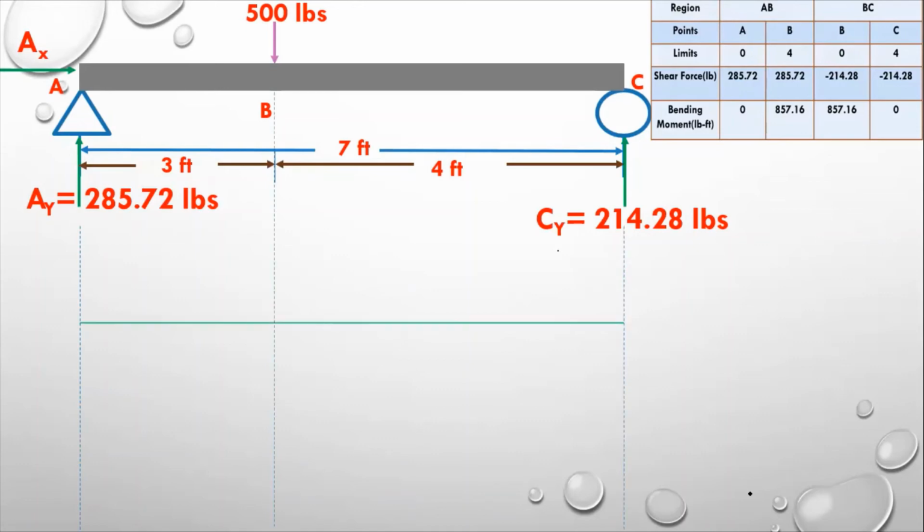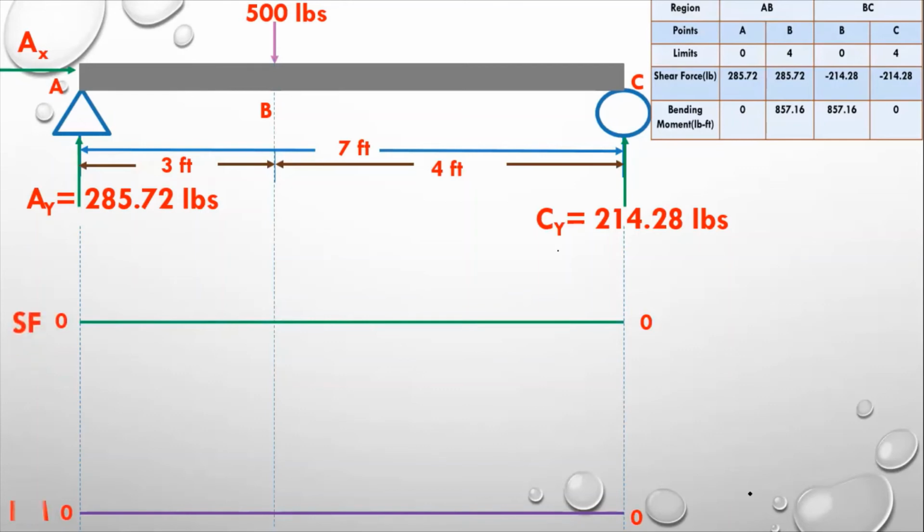Now we have to draw the single straight line for the shear force and for the bending moment. The green line shows shear force and the purple line shows the bending moment. 0 and 0 and 0 to 0. Okay, then this is shear force and this one is the bending moment. So first, at point A, we have the shear force value of 285.72. So we will start moving from this point. You can see the 0 point and we are moving up.